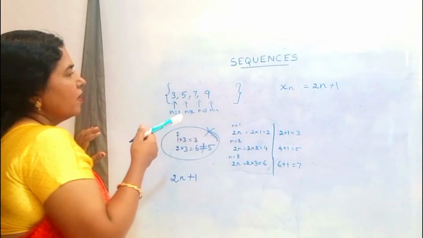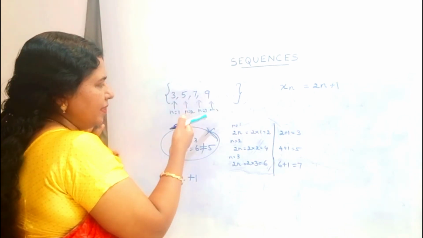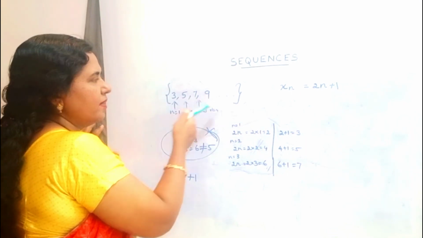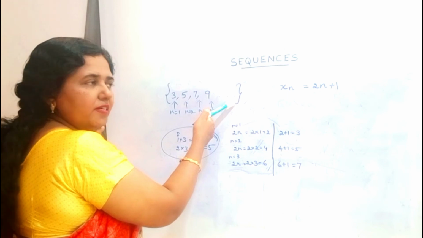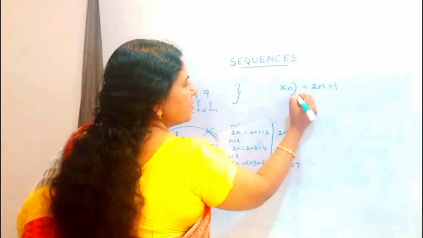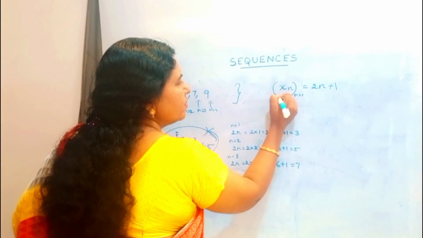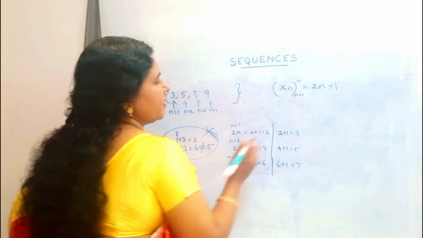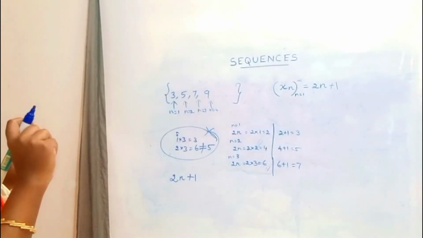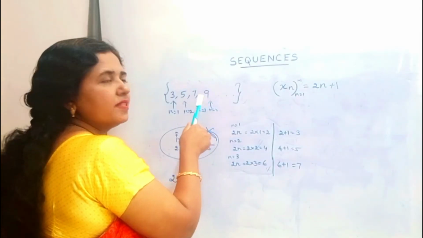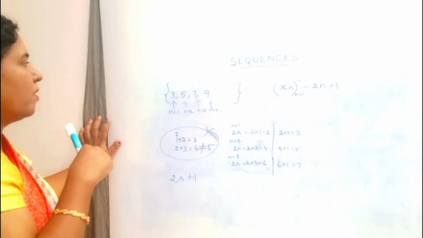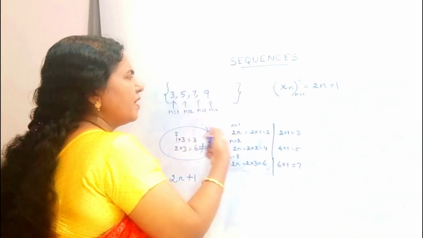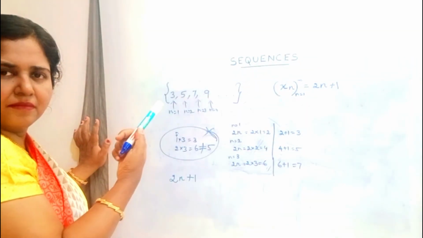Now we have to write down the limits. So here it is n is equal to 1. Here it is an infinite sequence, so it becomes n is equal to 1 to infinity. Okay. So now this is the general expression for the terms present in this sequence. Using this general expression, we can find out any term present in the sequence.